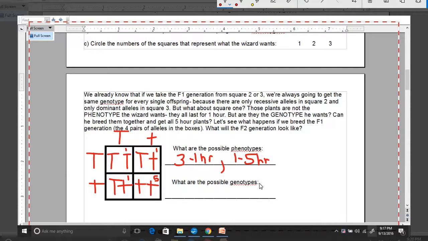Now, what are our possible genotypes? Well, that's pretty easy. We just look at this, okay? We're going to have 1 capital T, capital T. There's only one there. However, if we look at this, we're going to have 2 capital T, little t's. And we look at the last one, we can have 1 little t, little t.